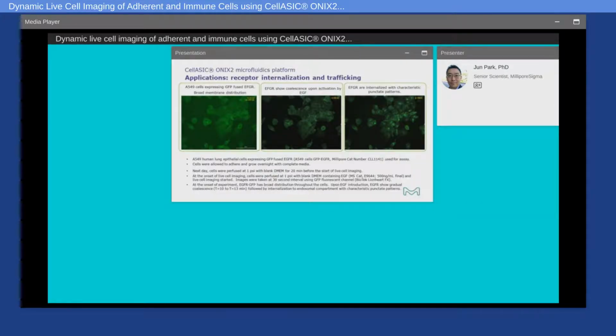Next application, we're looking at intracellular trafficking of proteins. In this case, we are examining internalization of fluorescent EGF receptor upon EGF activation. You will notice upon the addition of EGF, the receptors start to coalesce together, which then gets internalized to endosomal compartment with characteristic punctate patterns. Let's take a look at the live cell movie.